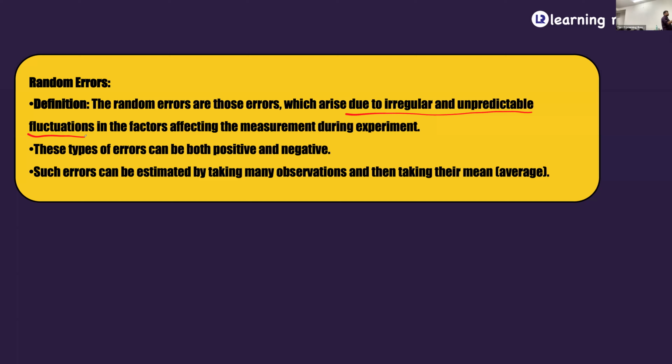So these types of errors can be both positive and negative. Such errors can be estimated by taking many observations and then taking their average. So what you do is you do the experiment multiple times and see whether there is an error or not. Because 99% of the time, before you do an experiment itself, you will know that this is the reading I'm expecting. That is a smarter way to do it.